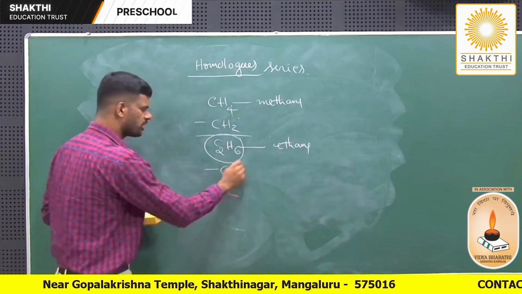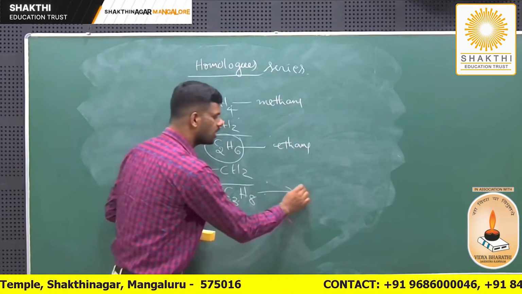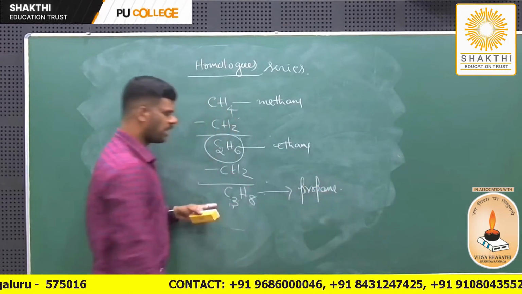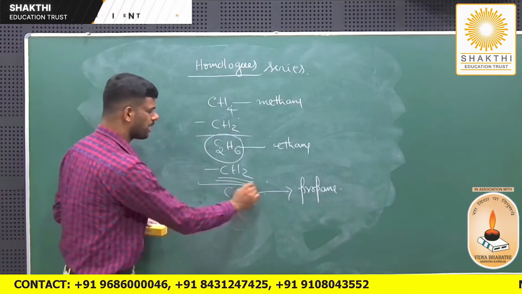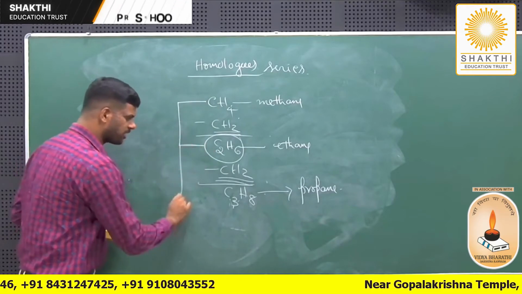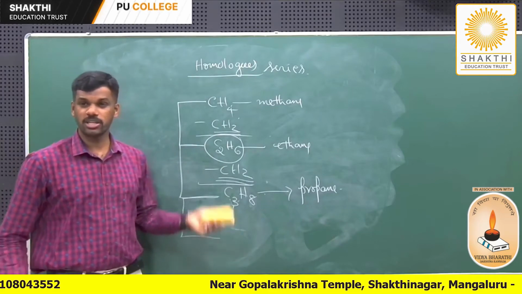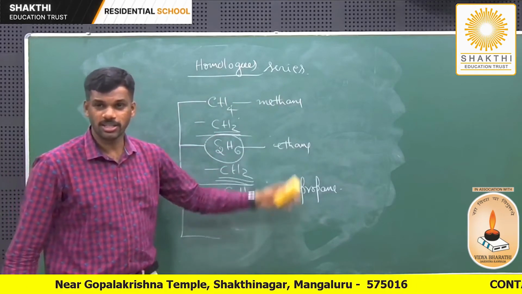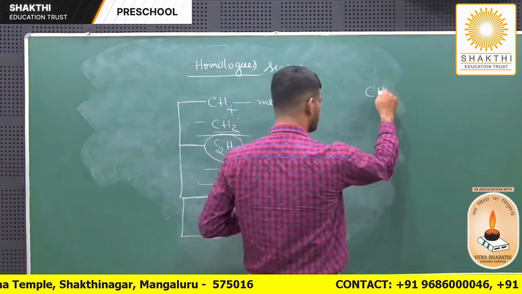Add one more CH2 to it. Go to C3H8, that is propane. Which means by adding CH2, you get from methane to ethane, from ethane to propane. If you add one more CH2, you get butane. So these compounds, methane, ethane, propane.